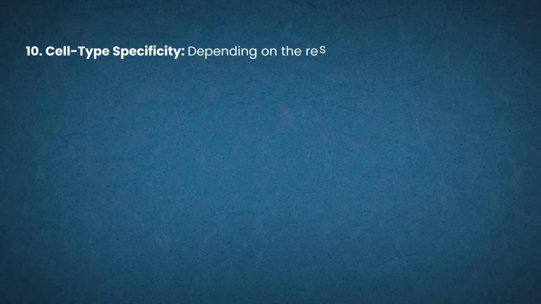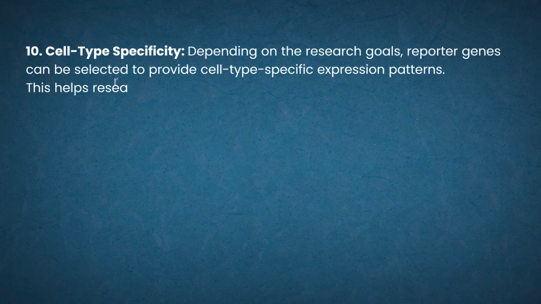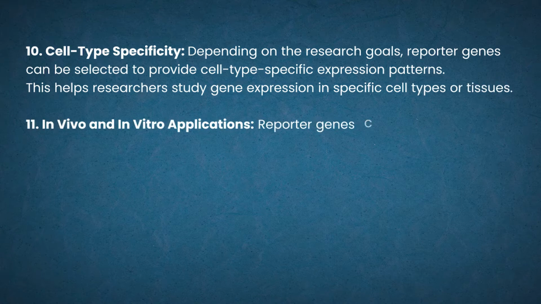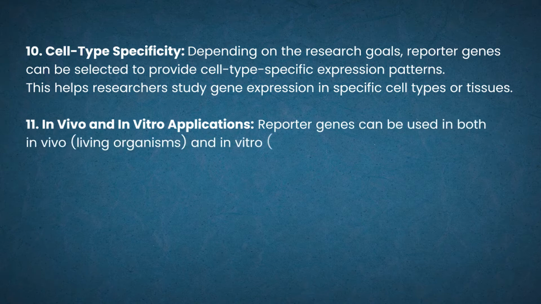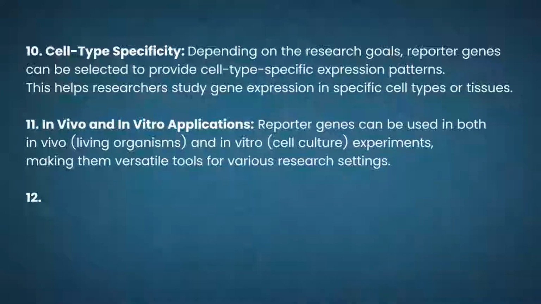The next feature is cell type specificity. Depending on the research goals, a reporter gene can be selected to provide cell type specific expression patterns. This helps researchers to study gene expression in a specific cell type or tissue. Another is in vivo and in vitro applications. A reporter gene can be used both in vivo, that is in a living organism, and in vitro, that is in cell culture experiments, making it a versatile tool for various research settings and experiments.